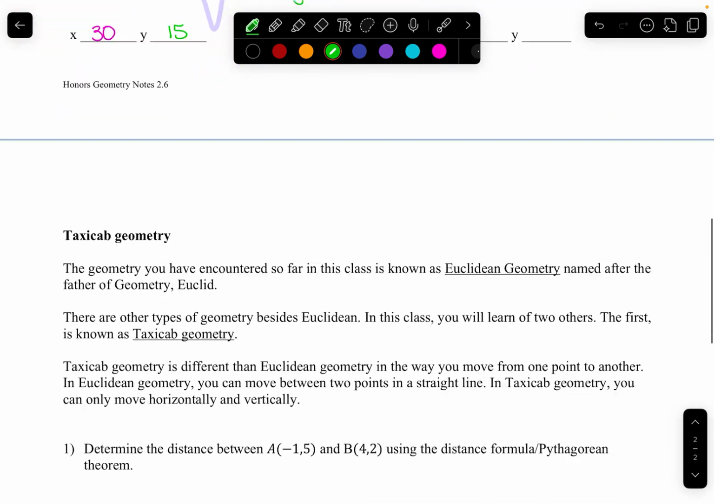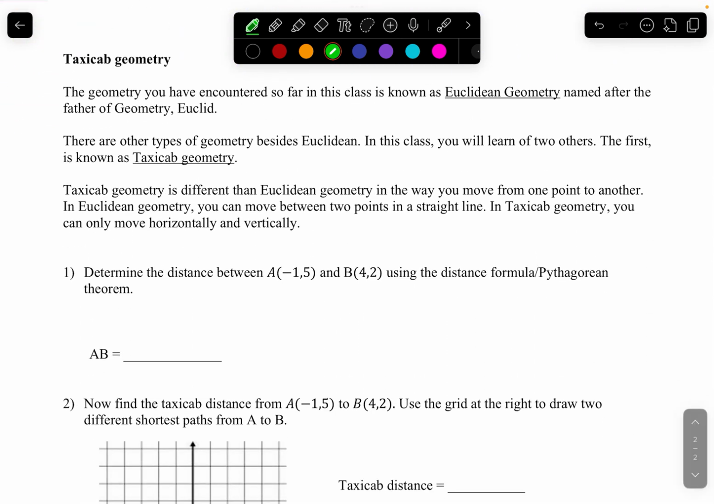Okay, moving on. Taxicab geometry. So the geometry that you have encountered so far in this class is known as Euclidean geometry. And this is named after the father of geometry, whose name was Euclid. If you are a super math nerd, you should absolutely look into Euclid and all of his postulates and all the fun things that he created and learned and discovered. It was one of my favorite parts of my geometry class in college. It makes me excited, but you know, I'm nerdy like that.